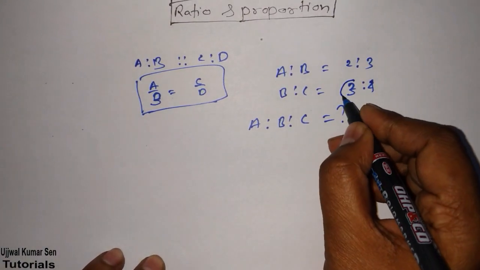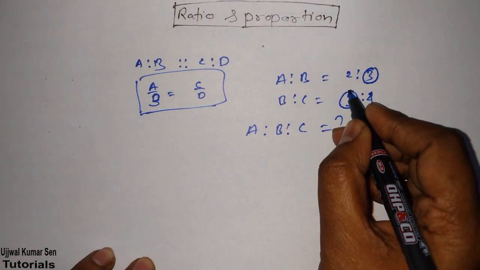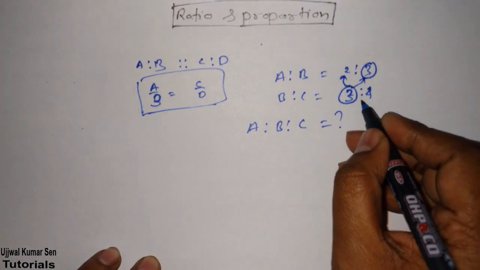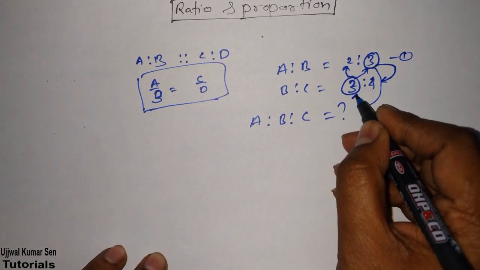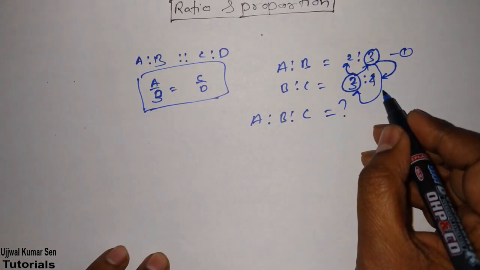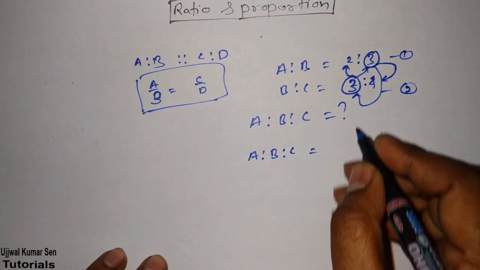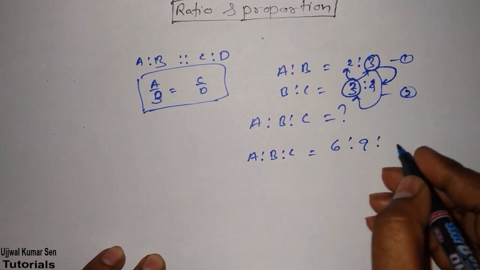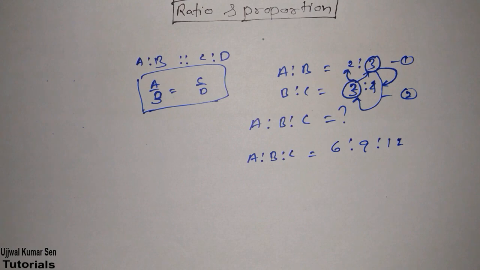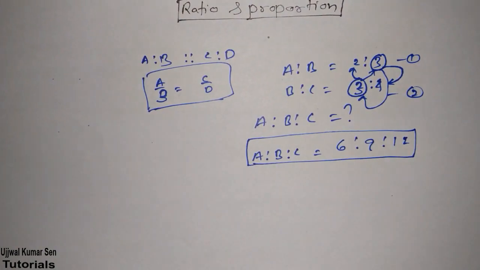See, the common term here is 3 and here also is 3. So what we have to do, we have to multiply this 3 with both of these in equation 1, and we have to multiply with this 3 both of these in the below one, equation 2. So what we can write, A is to B is to C is equal to 6 is to 9 is to 12, with 3 multiplied. So this is the way to find out the answer for ratios and proportions.